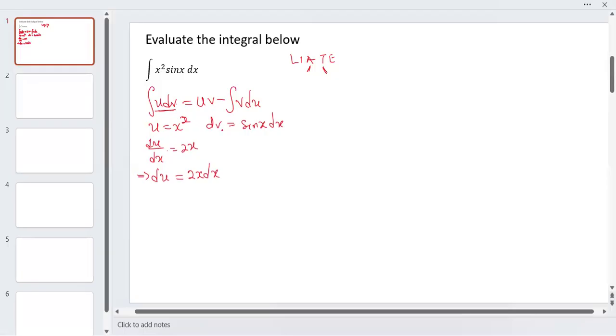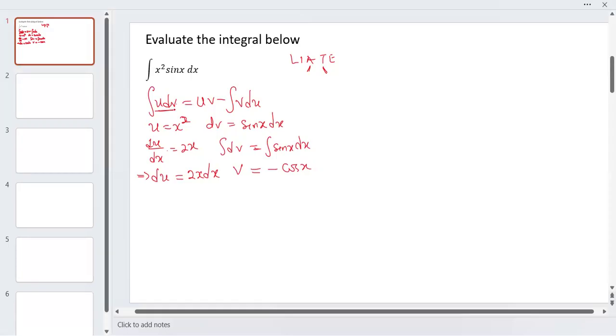Then to get the value of v, all I need to do is integrate both sides of this equation. So I'll say integral of dv equals integral of sine x dx. And that means that v equals negative cos x. So by the time you integrate sine, you get negative cos. Don't forget that the reason why this is working out like this is because you have just sine x. When you have sine 2x, it's a different thing entirely.